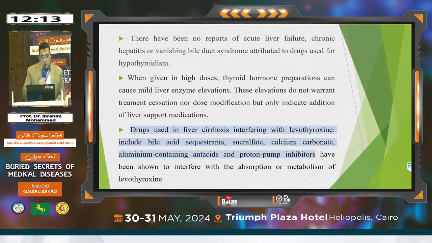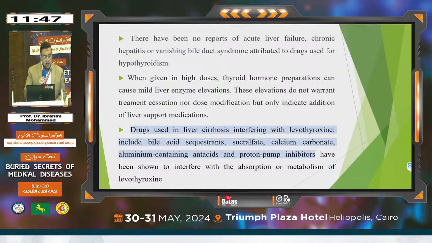There have been no reports of acute liver failure, chronic hepatitis, or vanishing bile duct syndrome attributed to drugs used for hypothyroidism. When given in high doses, thyroid hormone preparations can cause mild liver enzyme elevations. These elevations don't warrant treatment cessation nor dose modification, but only indicate the addition of liver support medications.